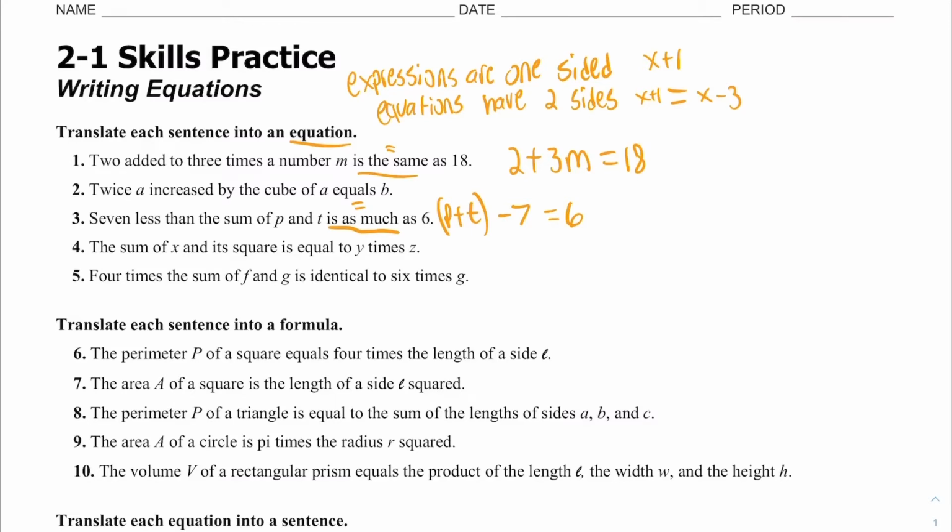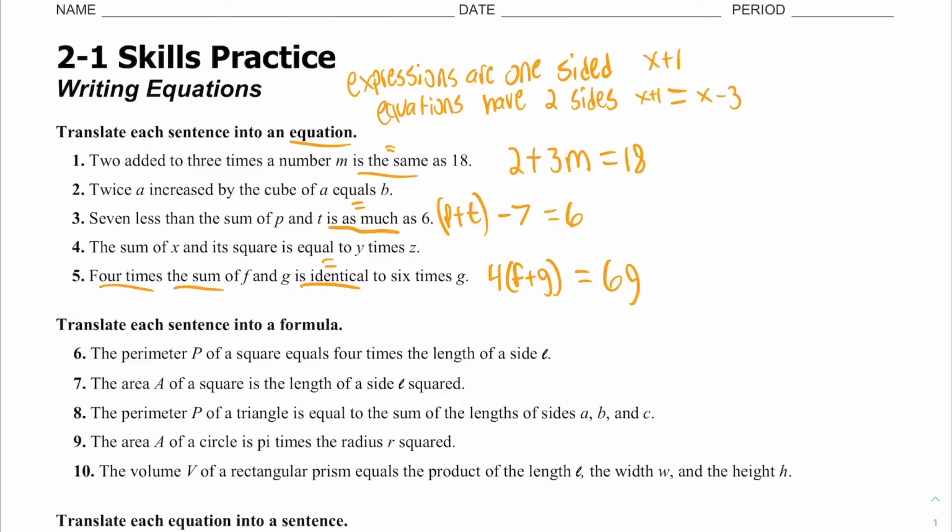4 times the sum. Whenever you have multiplication and then you use the sum, that means that there's going to be a group in here. Sum of f and g is identical. That's the equal part. To 6 times g. That part's easy.